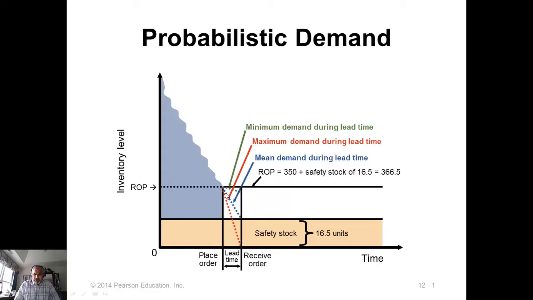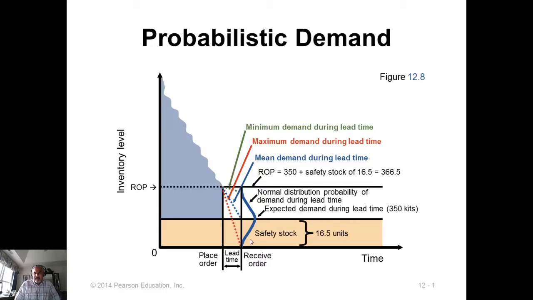And this is the mean demand. If the demand happens to be the average demand, then you would be right there. When the lead time is over, you would have just completed the average demand as the inventory, and the safety stock will remain. Now this is the probability distribution we are assuming, normal distribution.